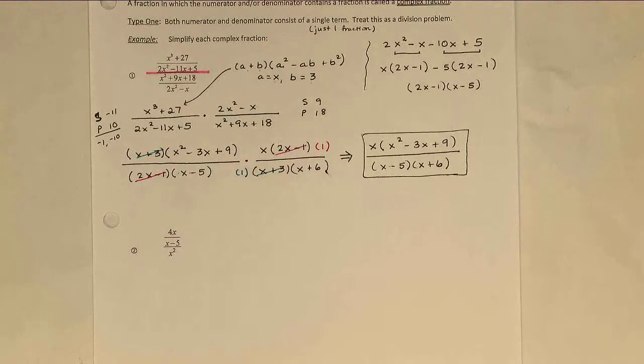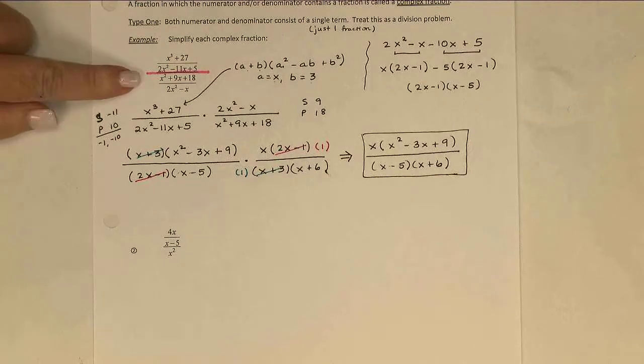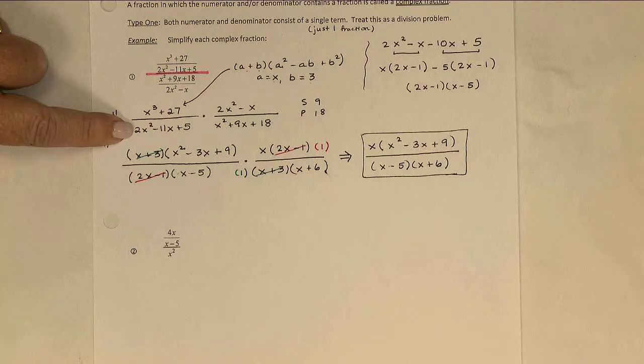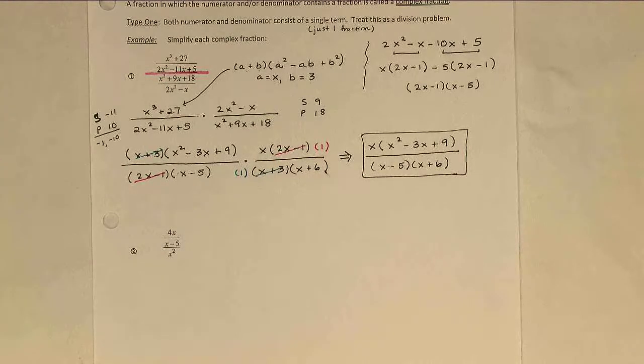So, really nothing new here. It was written as a complex fraction, but as soon as you recognized it as division, did the invert and multiply, it's just like the beginning of this section as far as factor and then divide common factors.